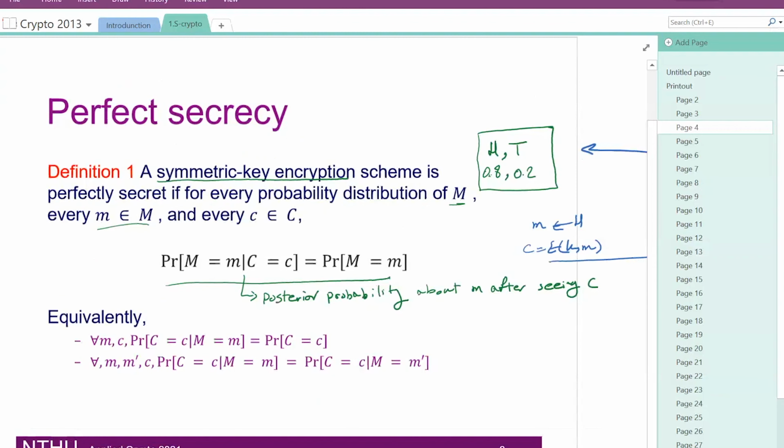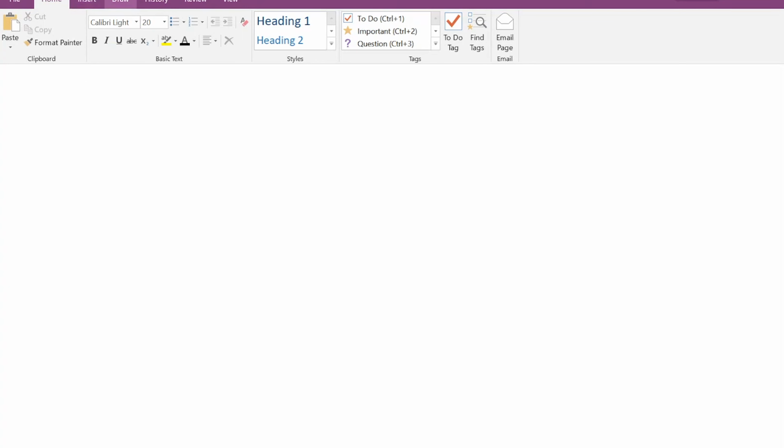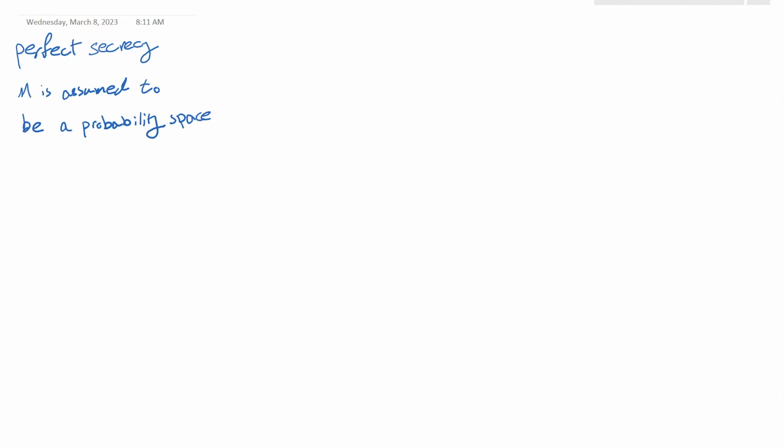So maybe make a new page. We are talking about a crypto system to be perfectly secure. So we call it perfect secrecy, right? A message space M, let's be a bit more generic, is assumed to come from some probability space. So what does that mean?